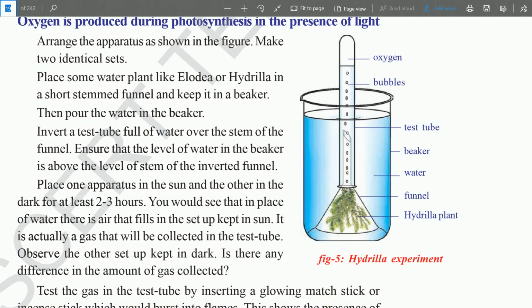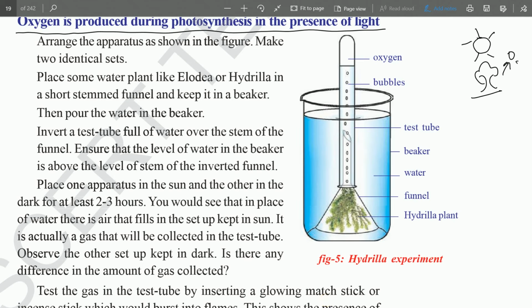So yesterday, day before yesterday, we discussed the Moll's half-leaf experiment. Today we shall discuss how oxygen is produced during photosynthesis in the presence of sunlight. That means we will always say that during photosynthesis, every green plant will produce oxygen. Can we prove that? Yes, by this activity.